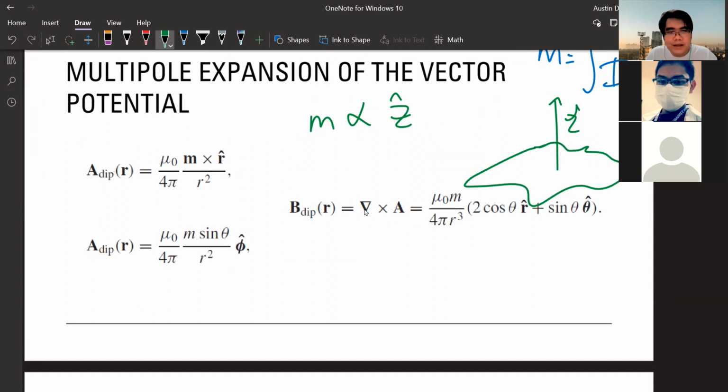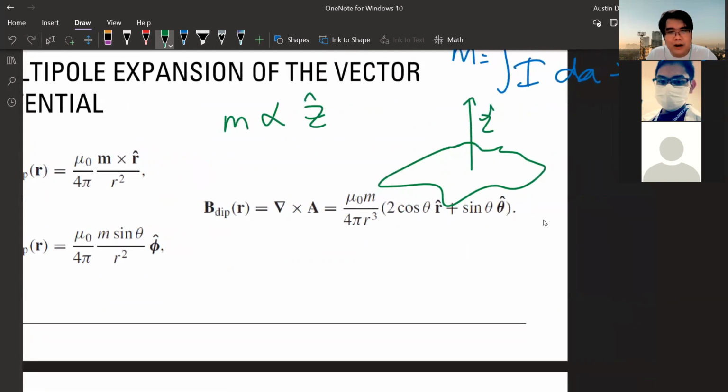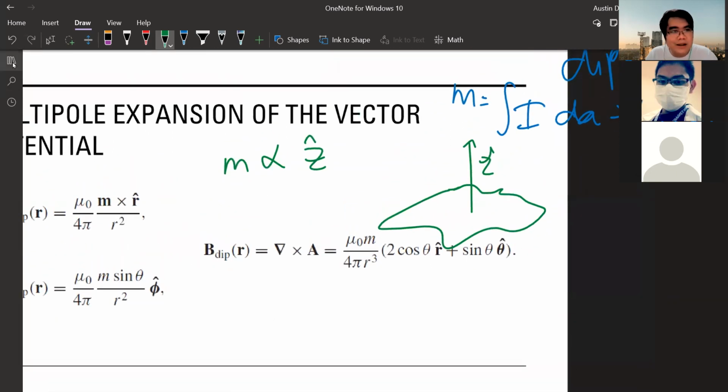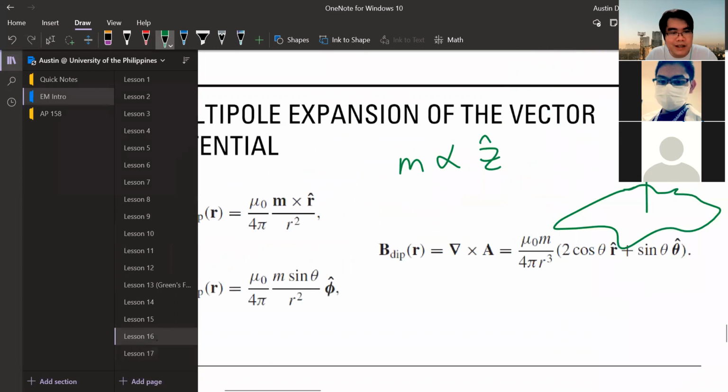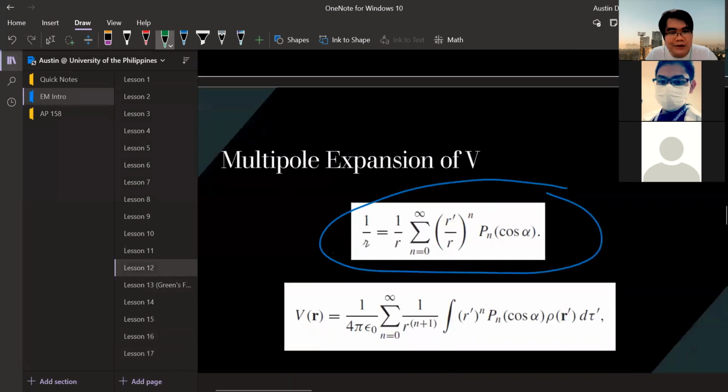Okay? And then, of course, if you get the curl of this guy, mapuproduce mo yung magnetic field. Okay? So that is your curl, and this would produce this guy. Okay, kamukhang-kamukha niya yung, ito rin yung equation ng dipole, electric dipole. Pagpunta natin. Lesson 12.